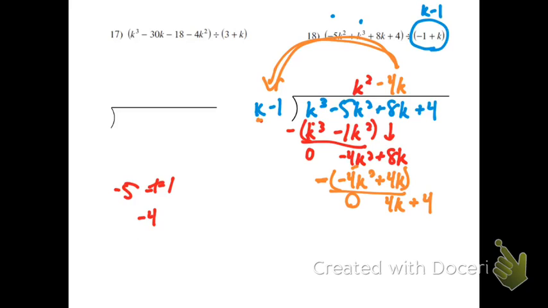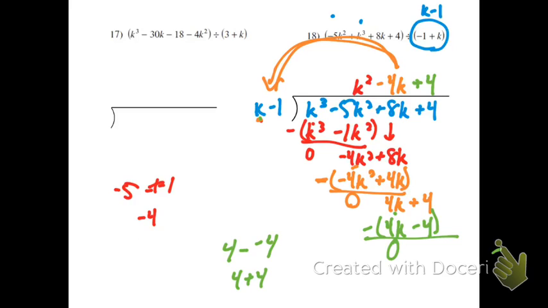So what should we multiply by k to get 4k? Just a 4. So 4 times k is 4k. And then 4 times negative 1 is negative 4. And yes, we have to subtract. And you might think for a second, oh, we got no remainder. No, we have a remainder. Sorry. That's a 0. But then you have 4 minus negative 4. Well, that'd be 4 plus 4, which is 8.